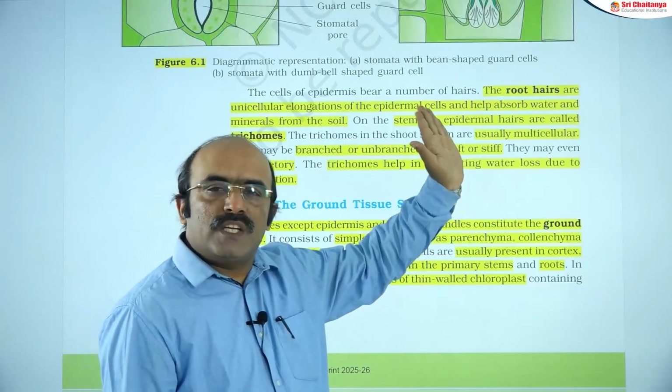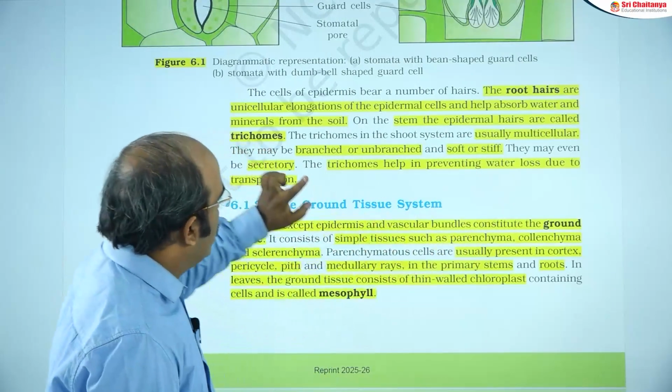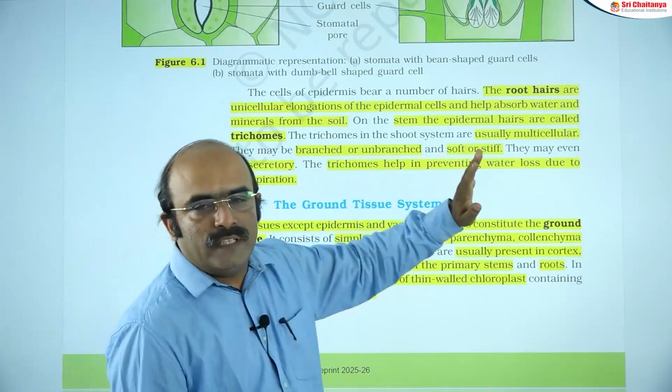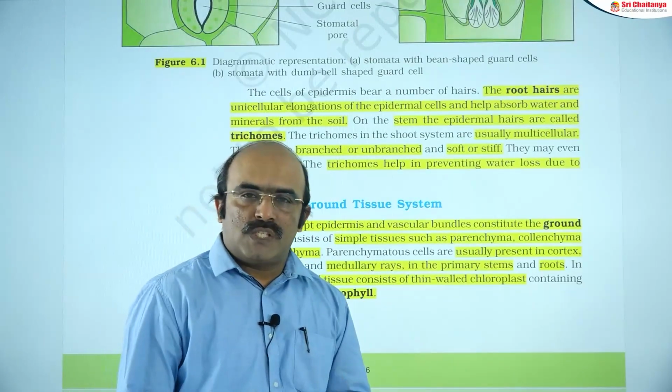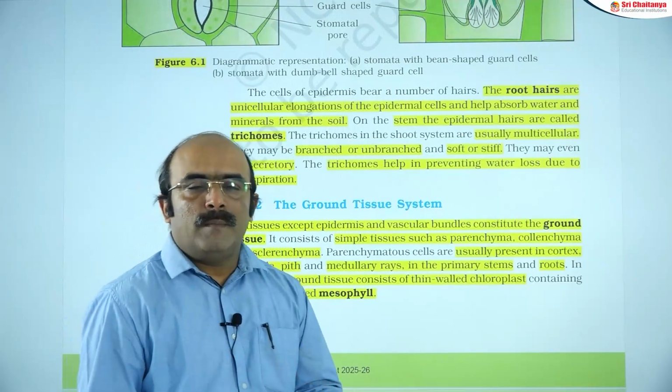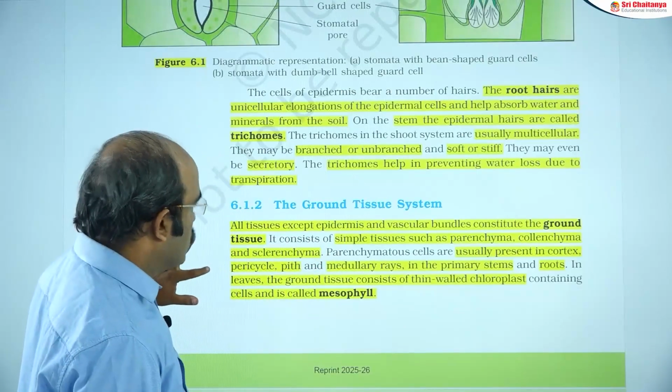The same in the case of stem, they are multicellular and they are supposed to be involved in decreasing water loss that occurs by transpiration. They may be soft or stiff, they may be even secretory also.